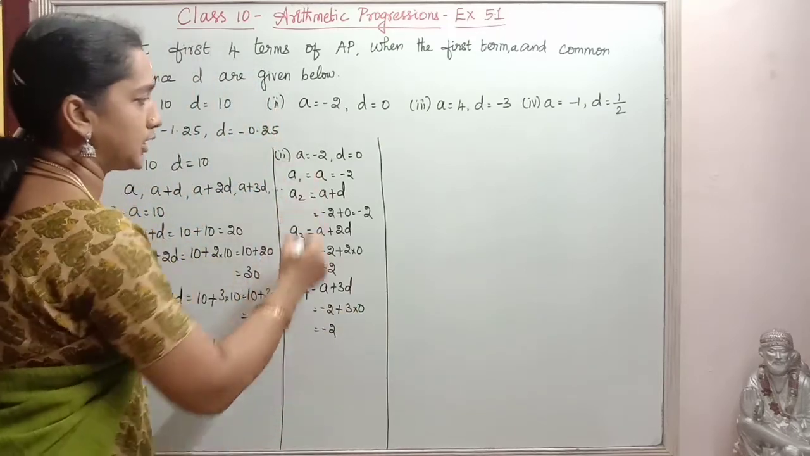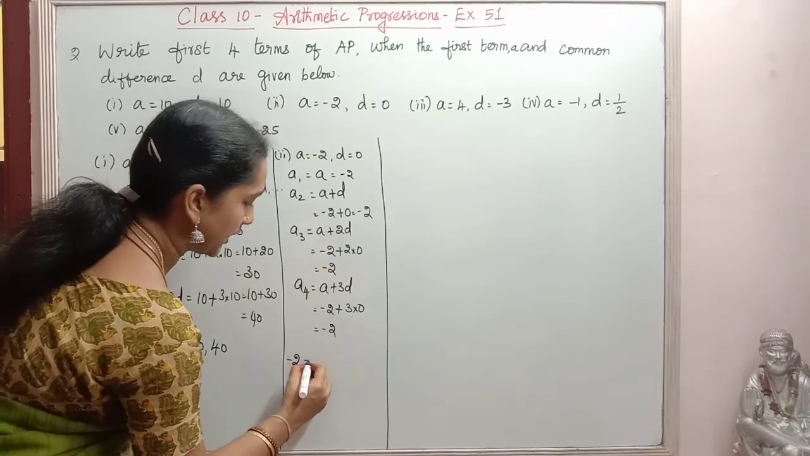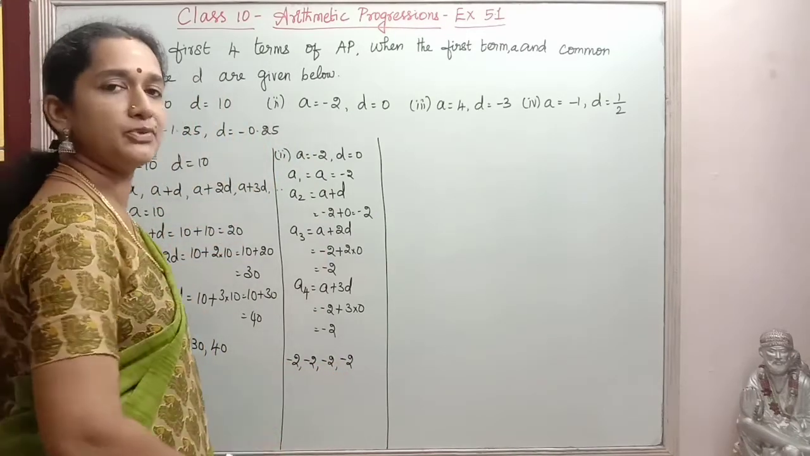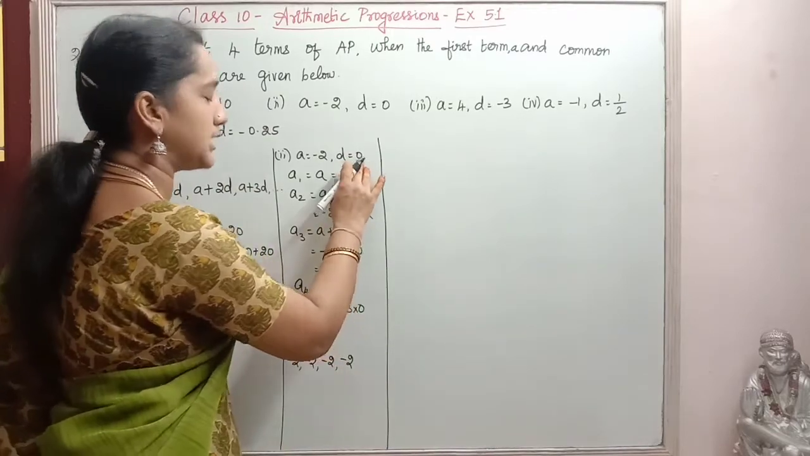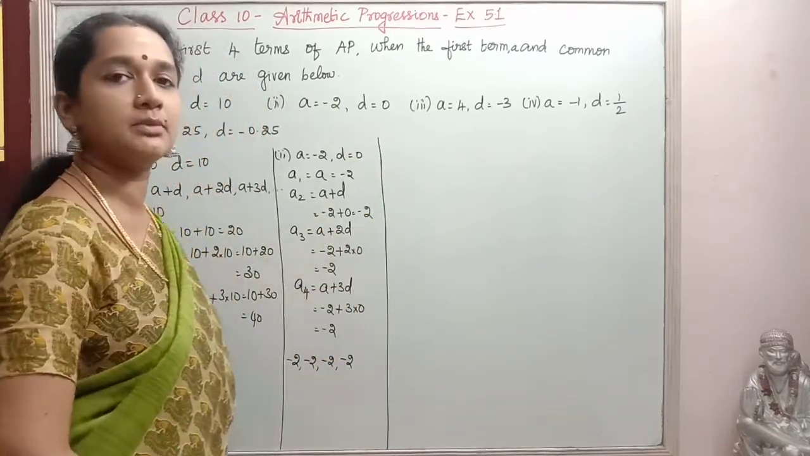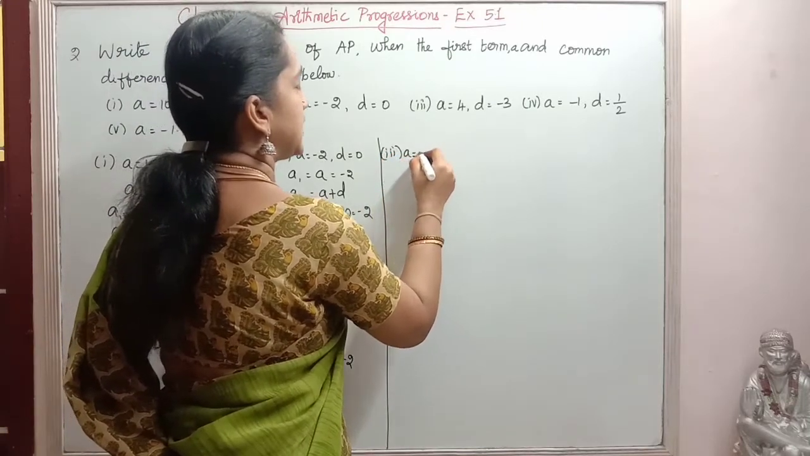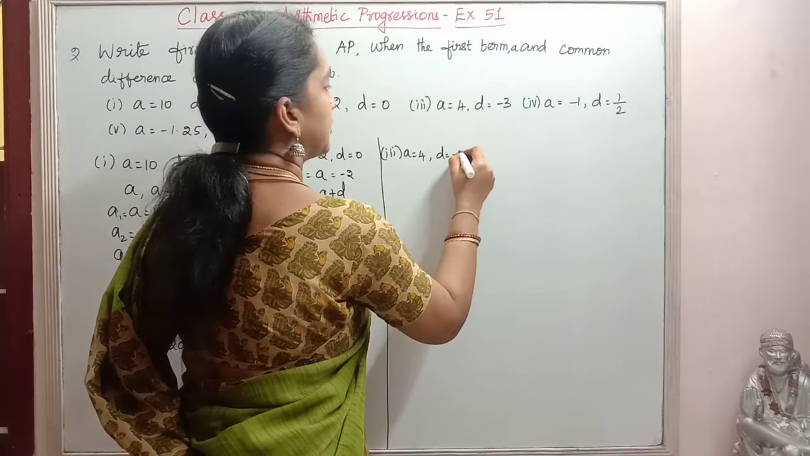So the first 4 terms of this AP are minus 2, minus 2, minus 2 and minus 2. These are the first 4 terms. Since the difference is 0, we will get the same terms repeatedly. Then the third sum is A is equal to 4, D is equal to minus 3.